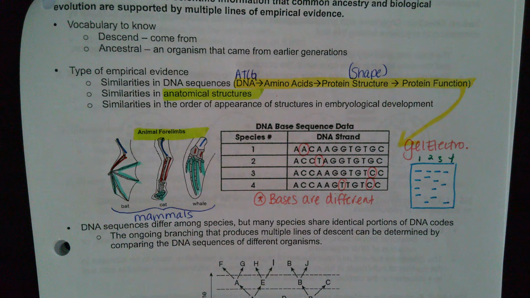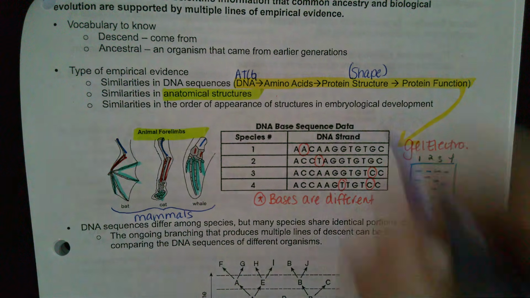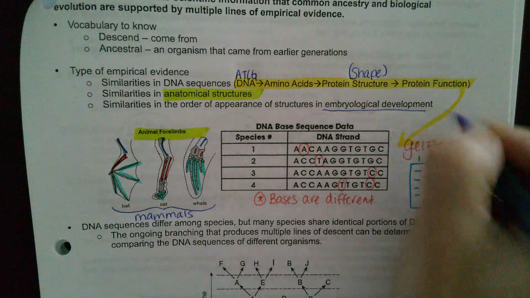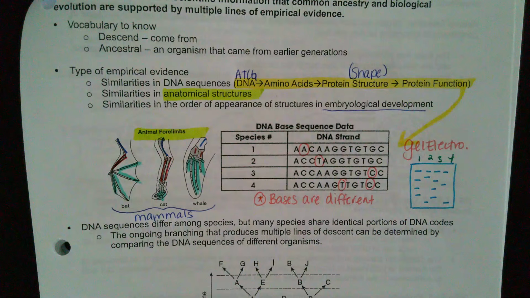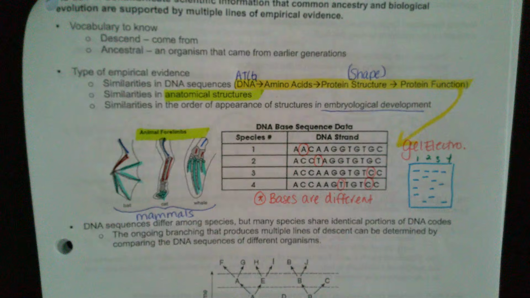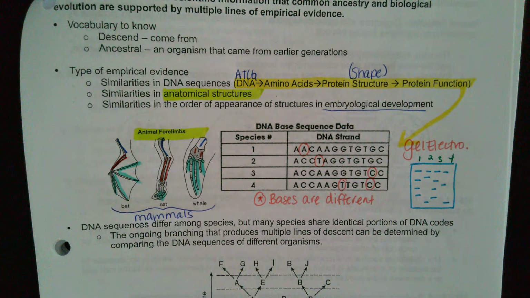The next bullet point says similarities in the order of appearance of structures in embryological development. This is talking about when an organism goes from a zygote to a fetus. If you were to look at the embryos, you would notice that, let's say, a human, a monkey, a cat, they'll have really similar embryo structures, meaning when the eyes develop, a little tail develops. Obviously, that gets reabsorbed for the human, right? But their embryological development is very similar.